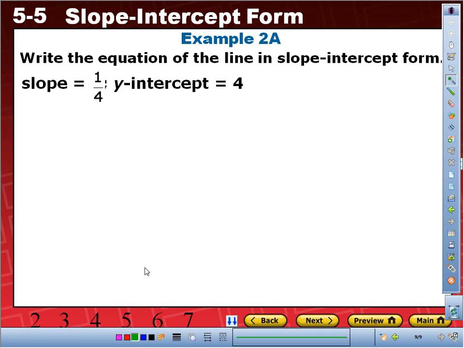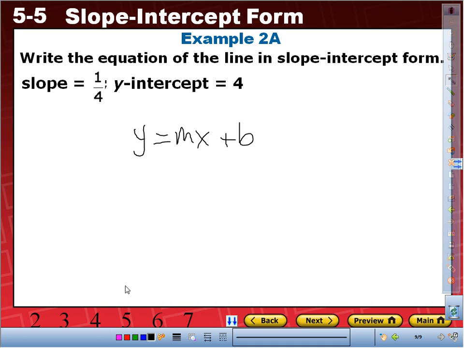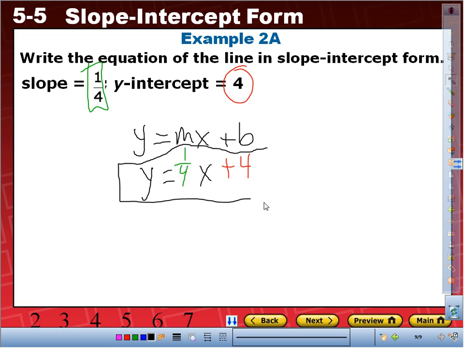Okay, here we go. So, they're asking to write an equation. So pretty much just step 1. Do we have an equation? No. Do we know the form of the slope-intercept form equation? Yes. Y equals mx plus b. What is my slope? 1/4. It goes here. What is my y-intercept? 4, and it's a positive, so you write positive 4. And you just bring everything else down. Y equals 1/4 x plus 4, and we're done.